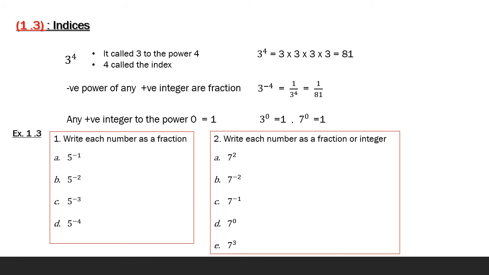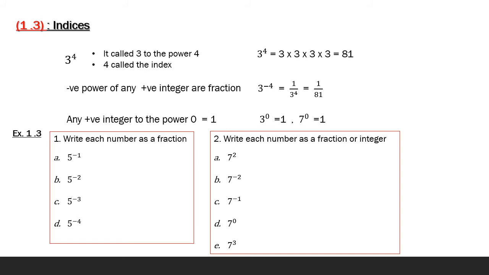So negative powers of any positive integer are fractions. That means 3 to the power minus 4 will be 1 over 3 to the power 4, that means 1 over 81. Any positive integer to the power 0 is equal to 1. 3 to the power 0 equals 1. 7 to the power 0 equals 1.